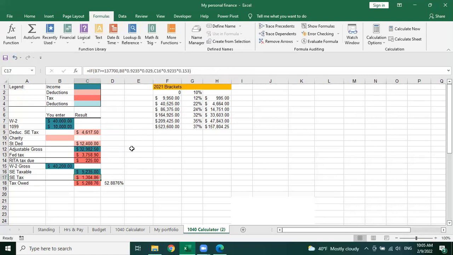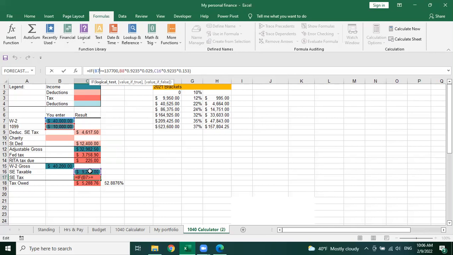How do we get our tax? Now this is much simpler. We know how much we have to pay taxes on. And again, this number is 92.35% because it's not 100% of our 1099. So now what's our tax? It's B7, our W-2. It's if our W-2 is greater than the max taxable. We're asking this question again.